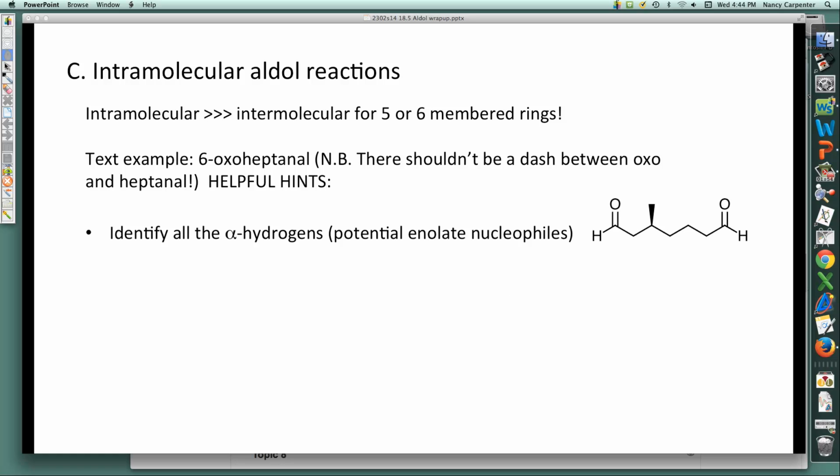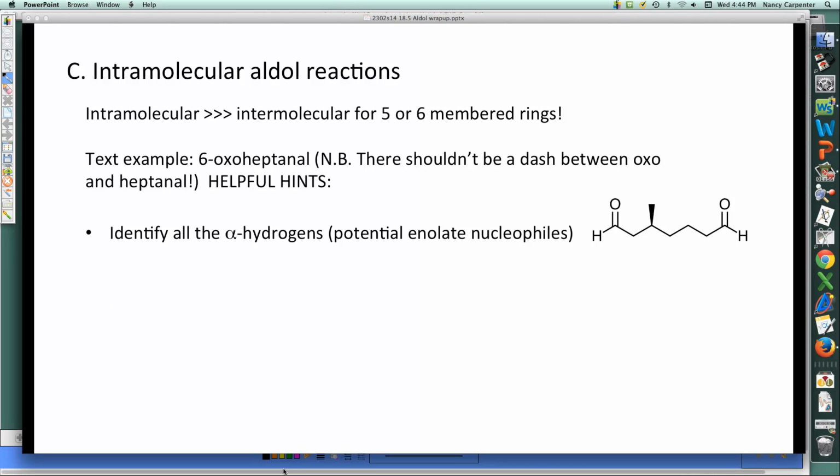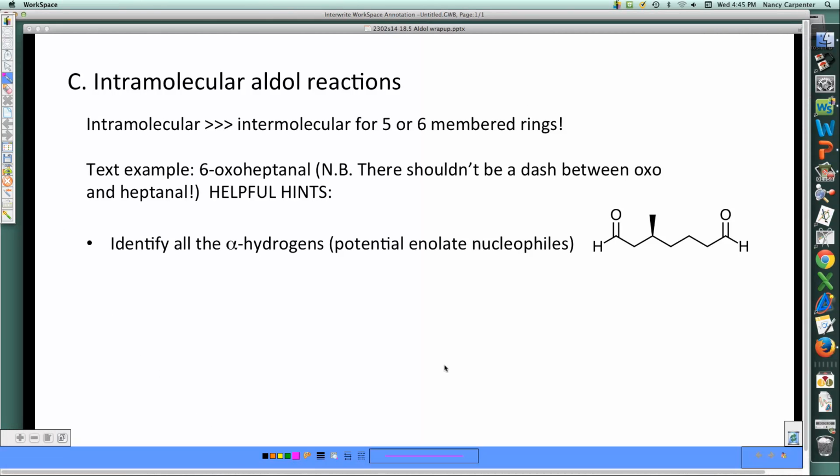So, for example, in this molecule, we've got alpha hydrogens here and alpha hydrogens here. So we could have an enolate forming here or an enolate forming here. Okay, so two possibilities.